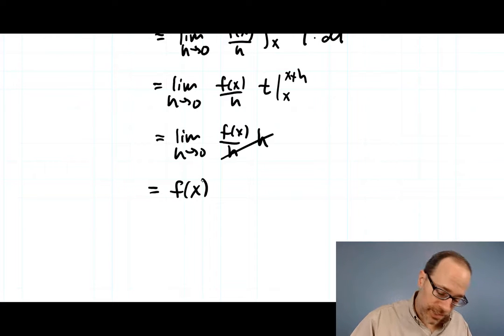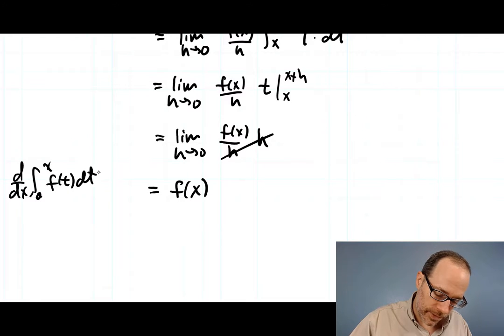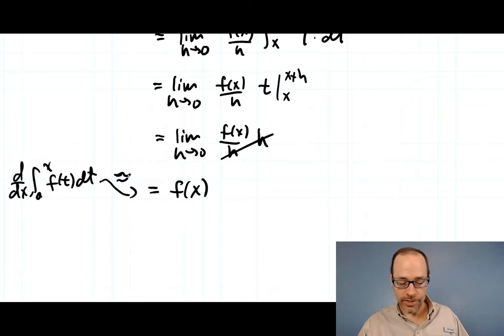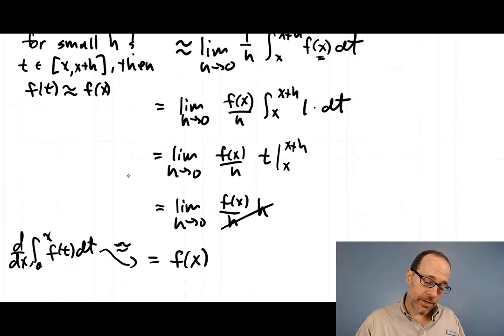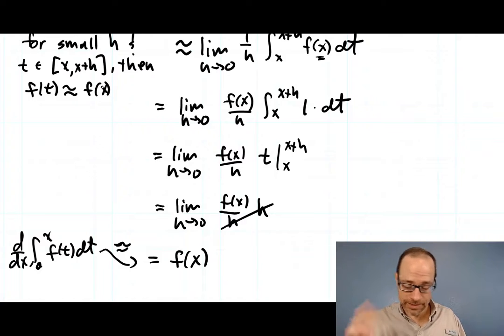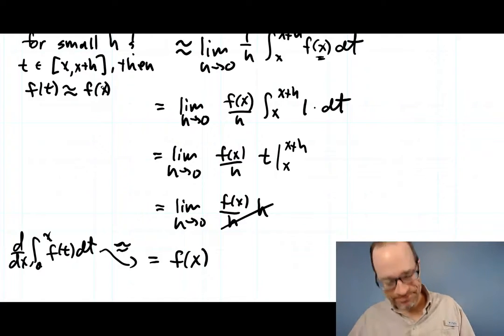So remember, the very start of this was the derivative of the integral from a to x, f of t dt. And what we showed was that that derivative was approximately f of x, and it turns out the smaller h is, the better the approximation is, and in the limit, it actually becomes exact. So that's why the theorem works.